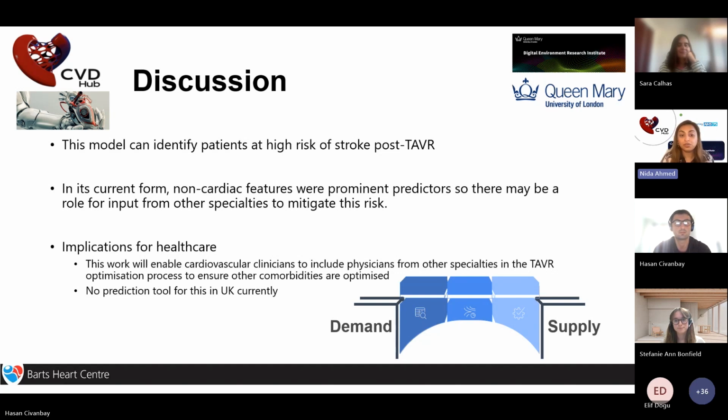There's no prediction tool currently in the UK for this in terms of AI-driven insight, and so it's really great that we've got something here that we're able to bring to the plate. We have presented this work at other meetings as well, and have had really good feedback. So just looking forward to taking this further along.